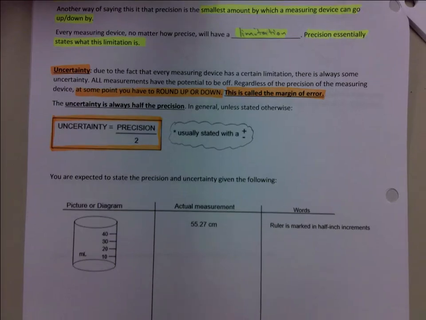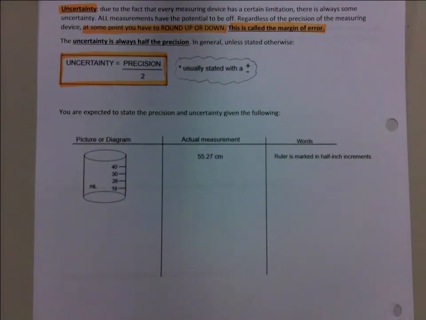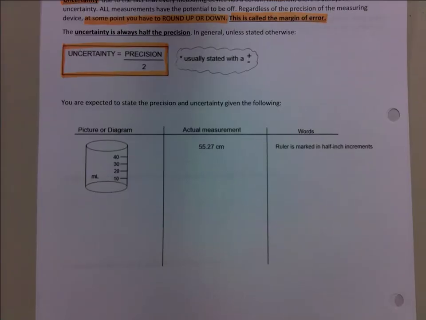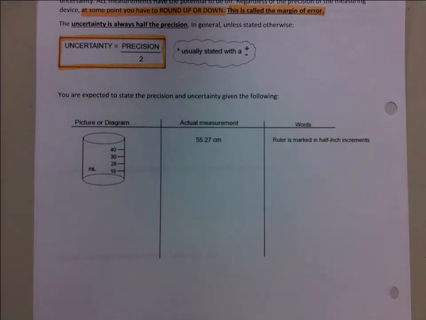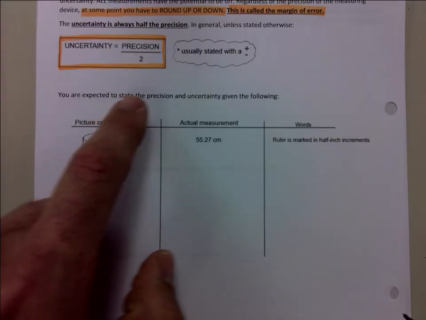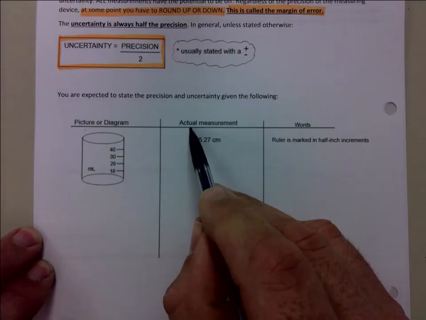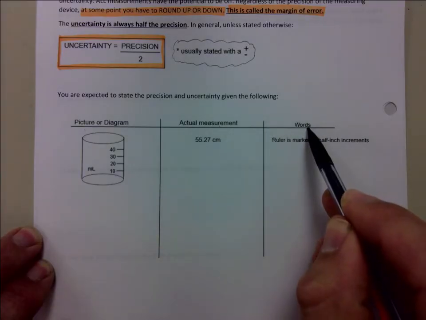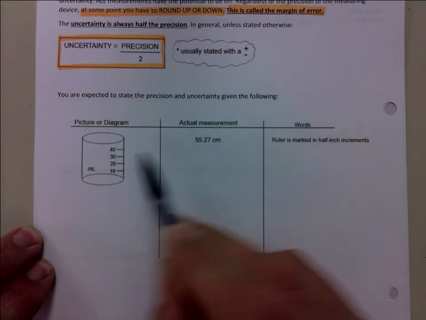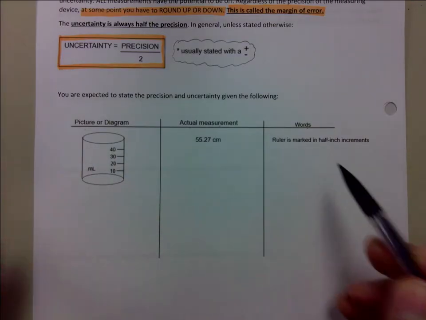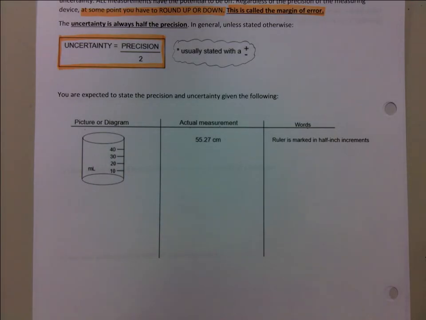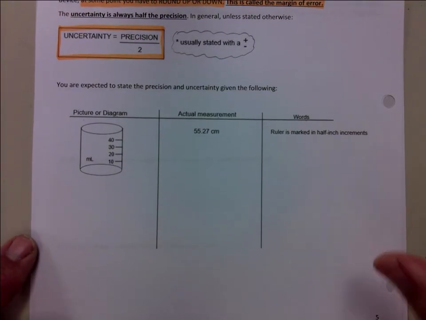So here's how we do this mathematically. This is about the only math that you'll have to do today. Okay? You're expected to state the precision from a picture or diagram, from actual measurement, and if you are given words. So either one, like any of these three I give you, you're supposed to state the precision and the uncertainty. So let's do that here.